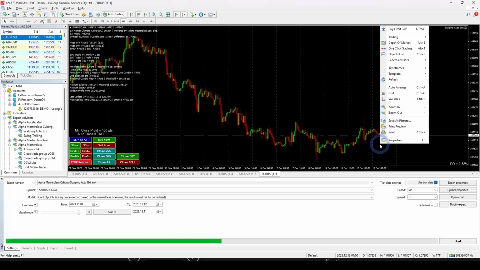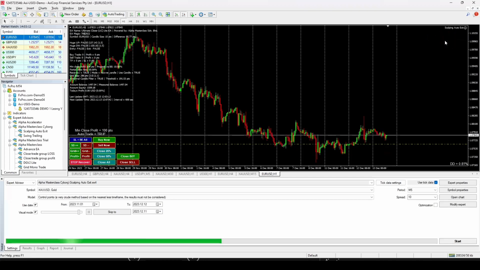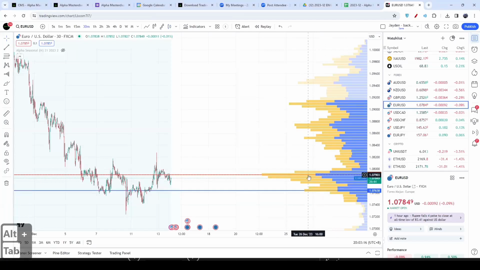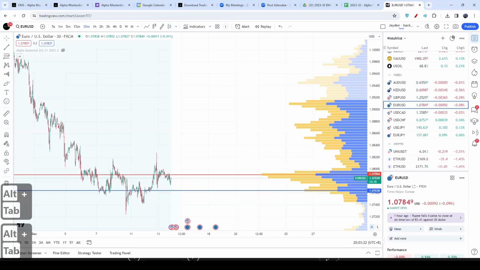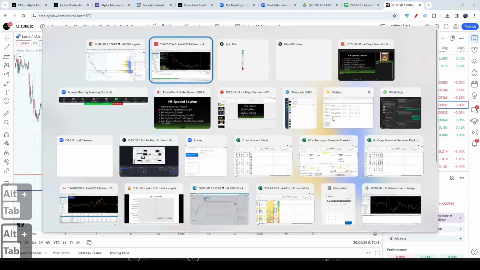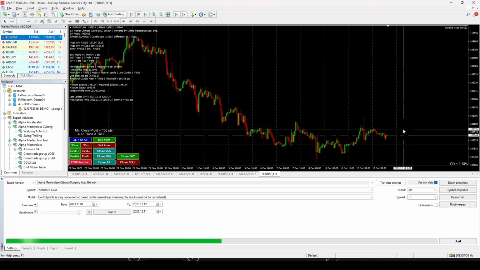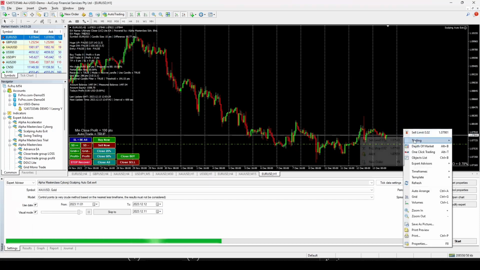I just right click, trading, and buy here. I ask the bot, okay, I would like to buy here, and at the same time I would like to buy here at this line, 0.79 something, 0.7904, which is somewhere here. Okay, in trading, I want to buy.